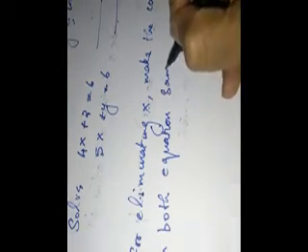I'll just write, you can just write it down as I say. For eliminating x, make the coefficient of x in both the equations same. For this, multiply.